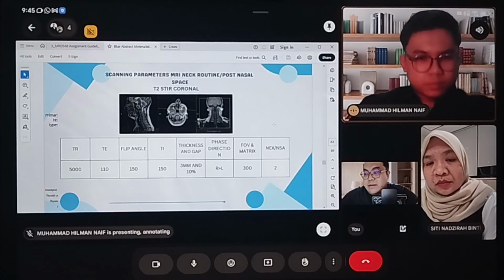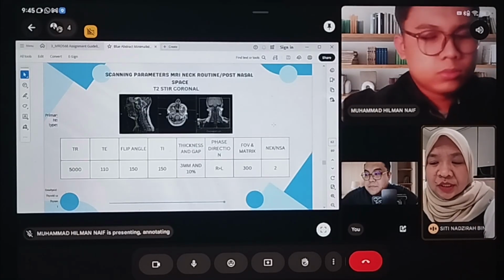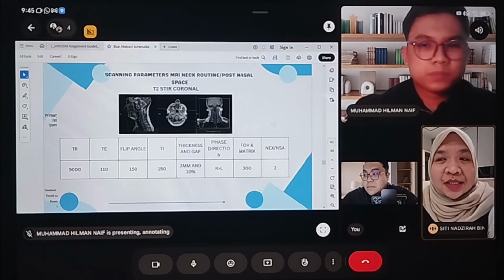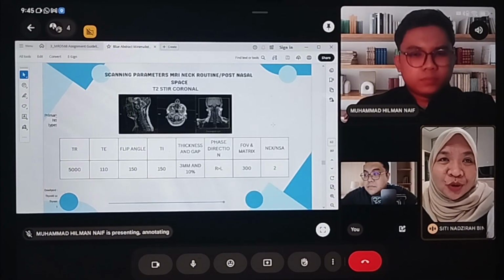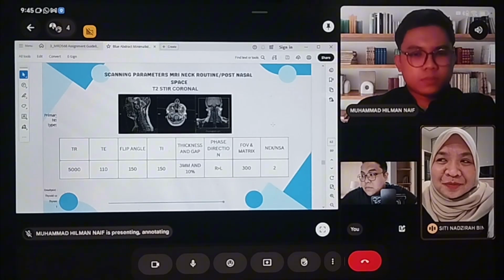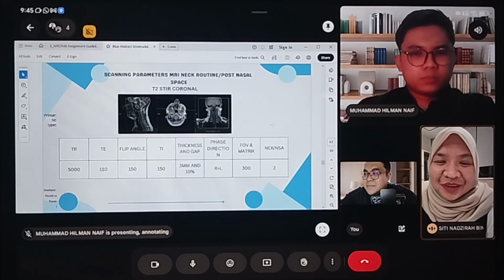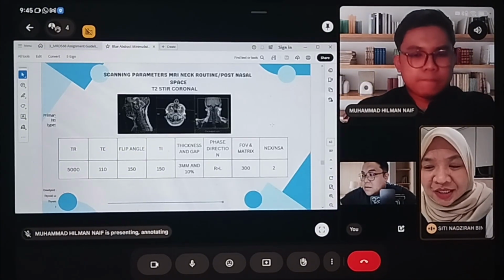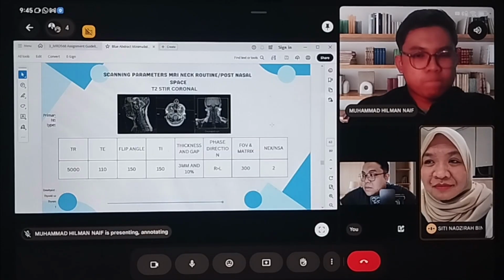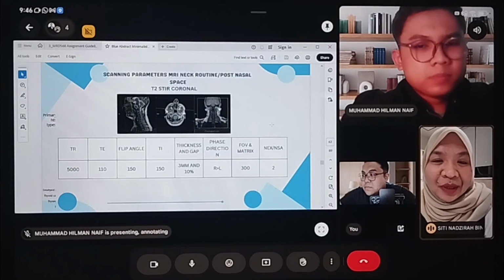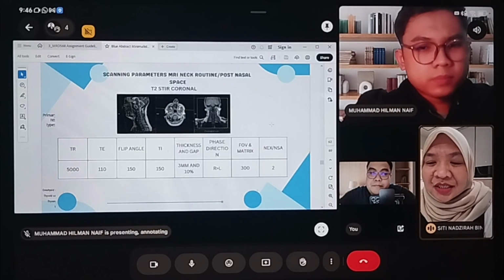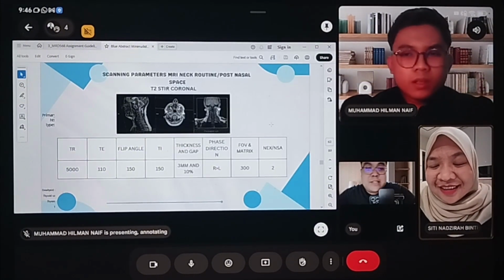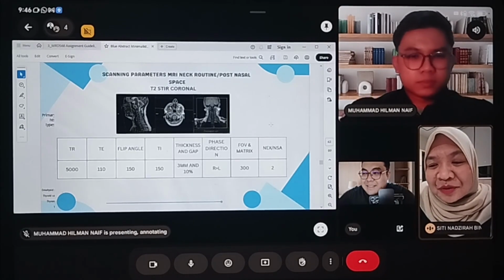Okay, so Nazira, I think your section is the technical part, everything about the scanning parameters. Why we chose you, you are the chosen one, because from the rest of us, you are the one who handles the MRI machine and MRI patients. So I think you are the most experienced with patients in MRI examination. It's okay, we will go ahead and study slowly. You can explain perfectly, I think.